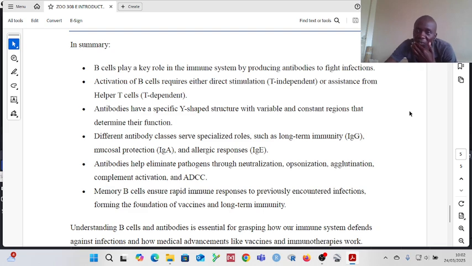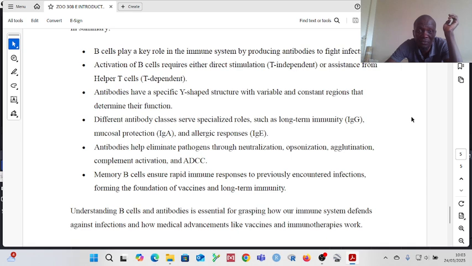These antibodies are Y-shaped. They have a variable region, they have a constant region, and they come with different classes. Okay, so you have some which deal with long-term immunity, there are others which deal with just allergic responses, and there are others which help with mucosal protection.